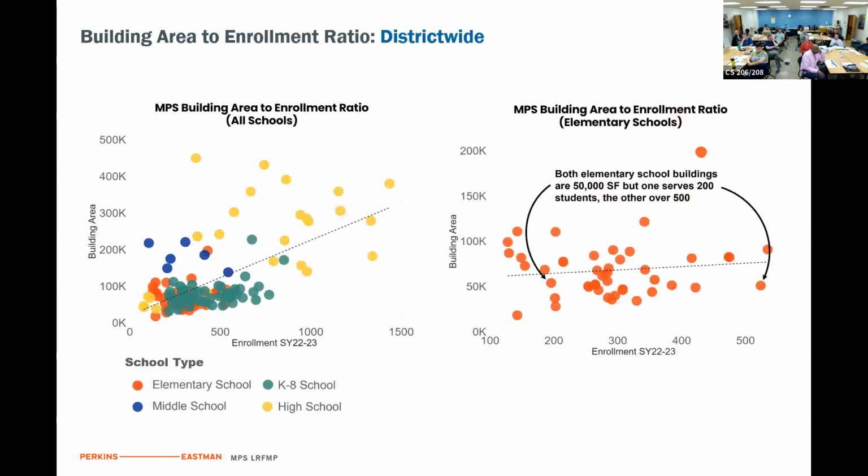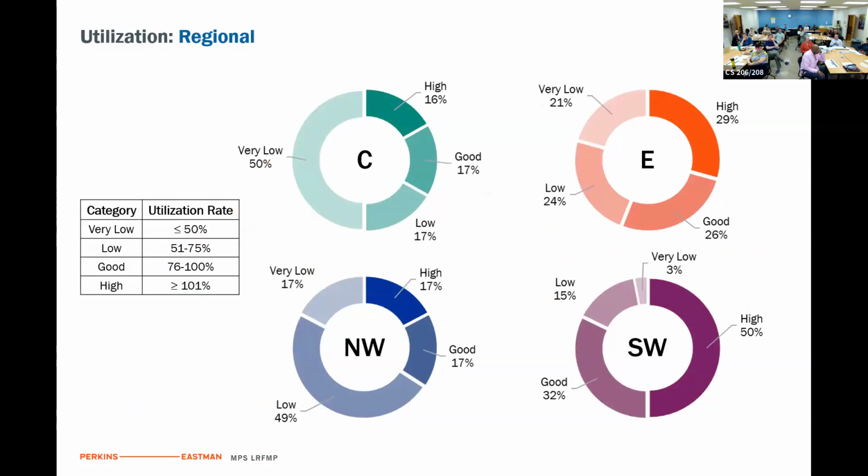Finally, can you explain utilization rate again? You said it's the number of students. It's enrollment, the number of students that are enrolled over the capacity of the building.